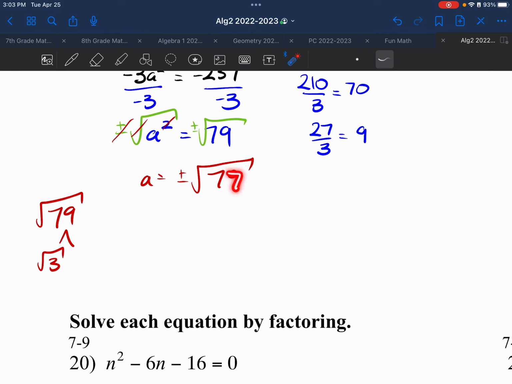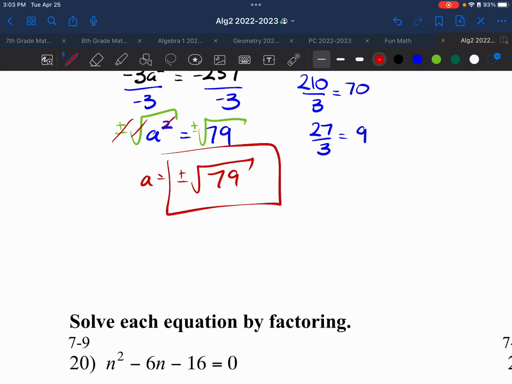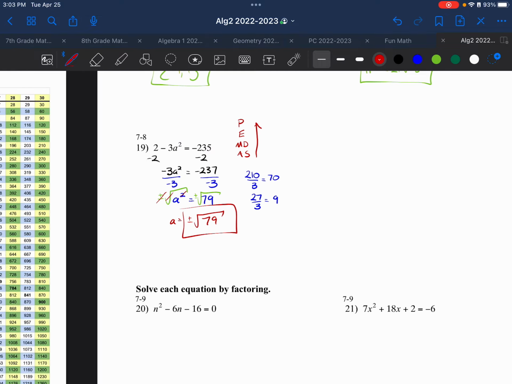No, because that would be 77, 8, 9, 10, 11, 12, 13. 13, I don't see a 13 going in that. It would have to end in a 3. I'm pretty sure that's a prime number. So I'm going to go ahead and erase that. I just went through my thought process. I divided 79 by numbers 1 through 13 in my head, and I couldn't get it to come out to any whole numbers. So I think that's our answer, plus or minus root 79.